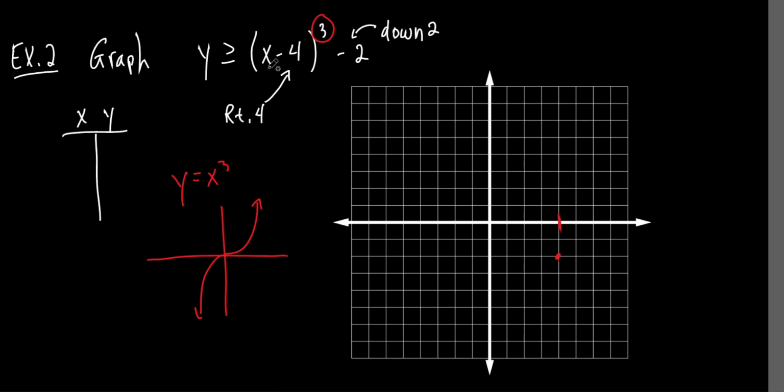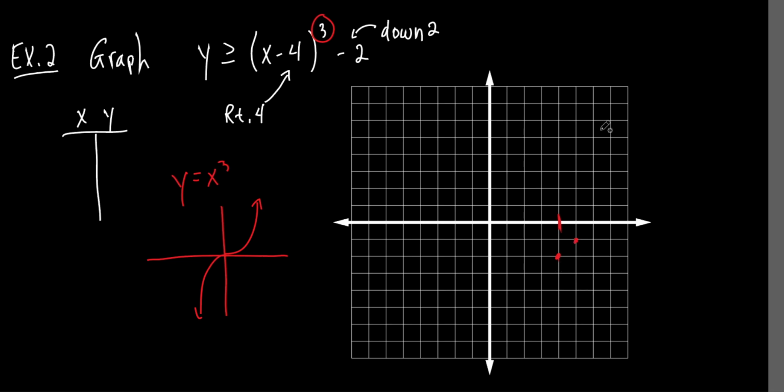All right, so let's do it. Can we do it in our head? 5 minus 4 is 1. 1 cubed is 1. What's 1 minus 2? It's negative 1. So watch. If I go to 5, where am I going to go? To negative 1. Everybody see that?